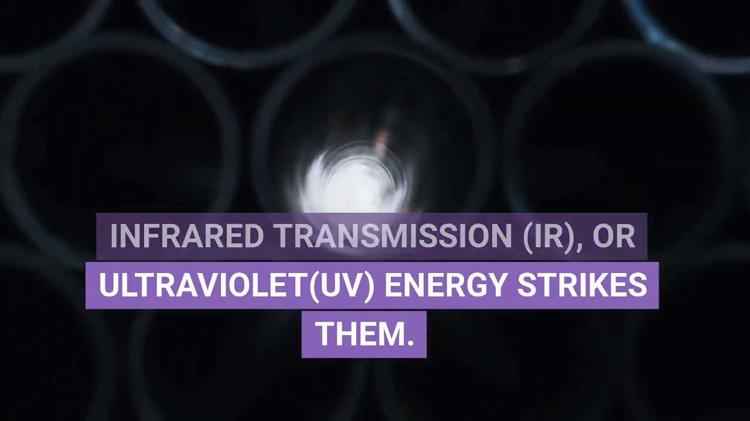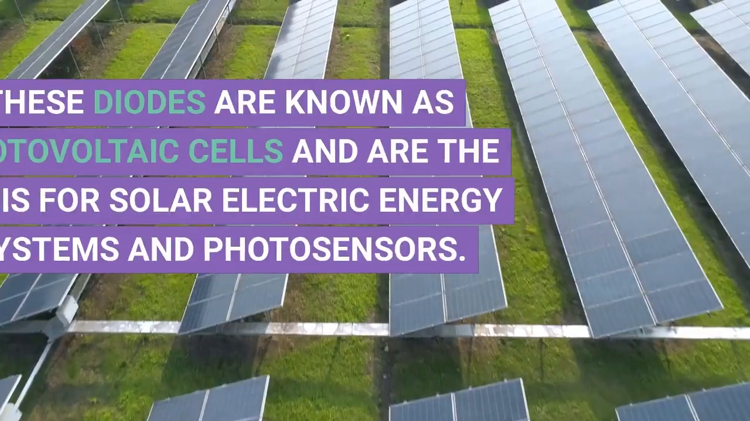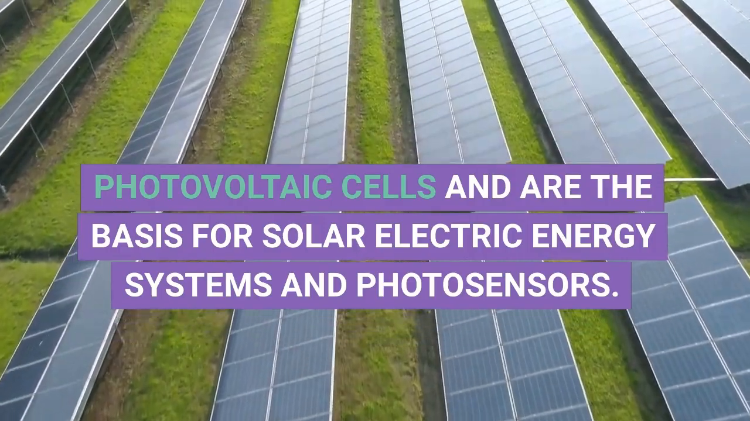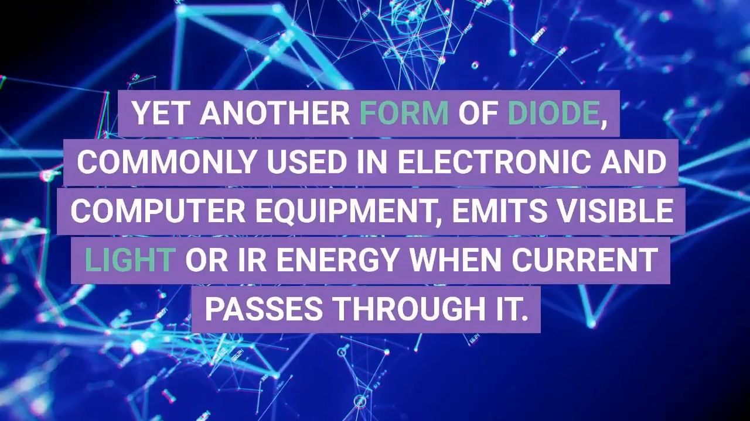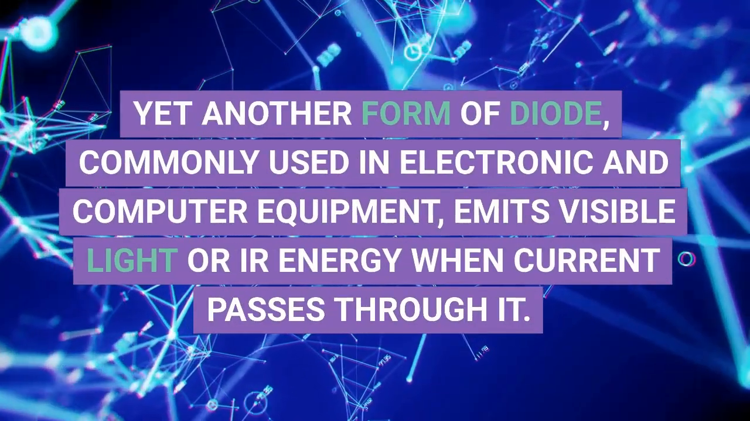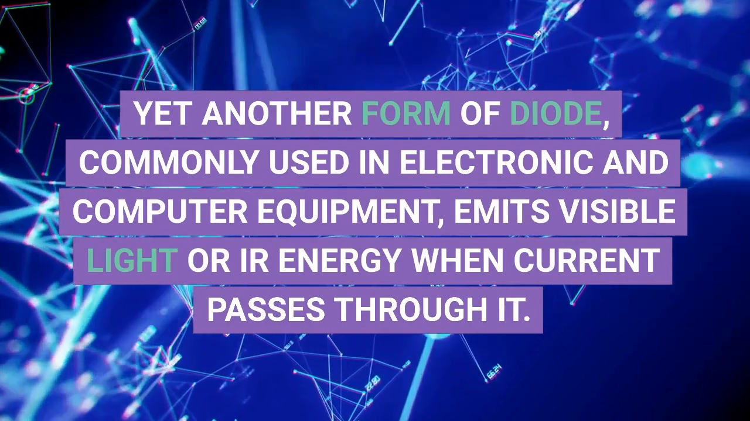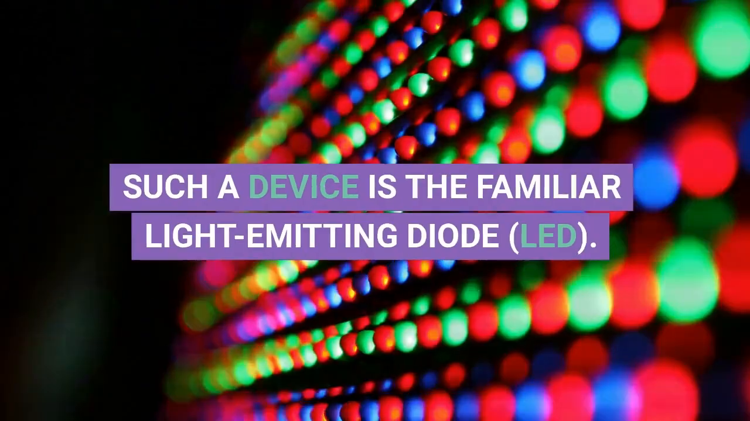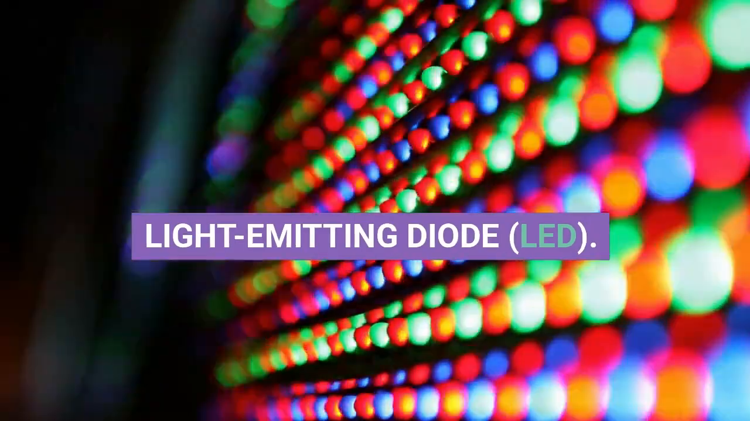Semiconductor diodes can be designed to produce direct current, DC, when visible light, infrared transmission, IR, or ultraviolet, UV, energy strikes them. These diodes are known as photovoltaic cells and are the basis for solar electric energy systems and photosensors. Yet another form of diode, commonly used in electronic and computer equipment, emits visible light or IR energy when current passes through it. Such a device is the familiar light-emitting diode, LED.